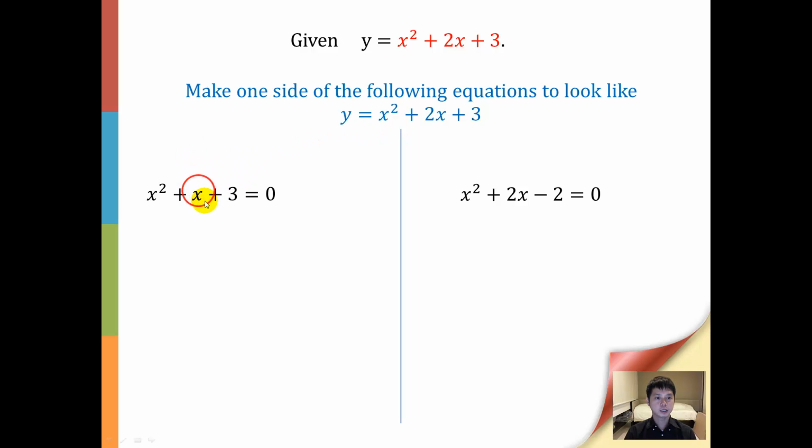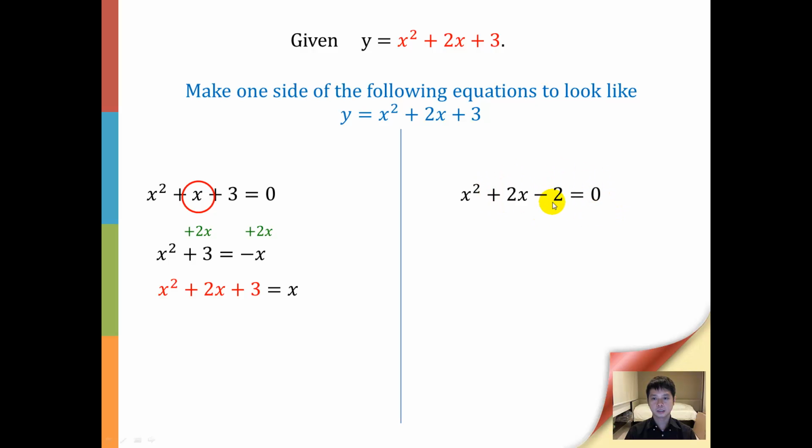You'll notice that this part of the equation is different from the curve, and hence we will remove it by subtracting x on both sides. And we will end up with this. To make this part of the equation the same as this curve, we will need to add back 2x on both sides. And now the left hand side will look like the equation of the curve.